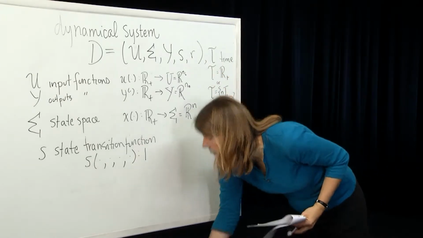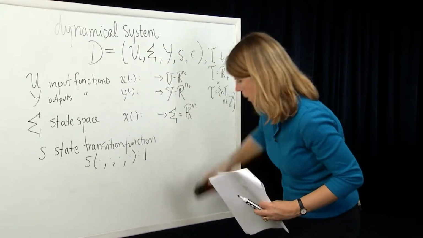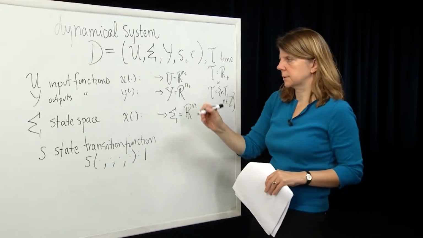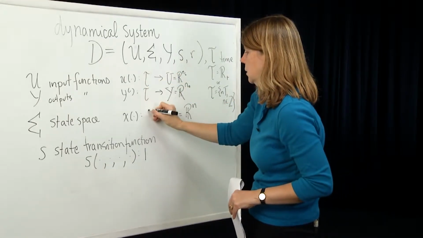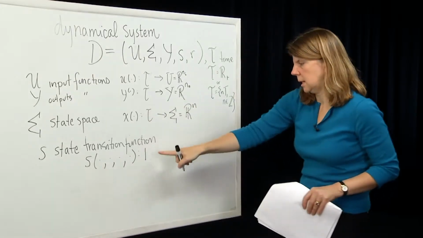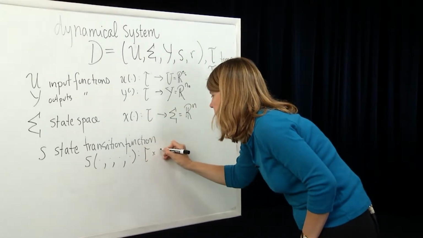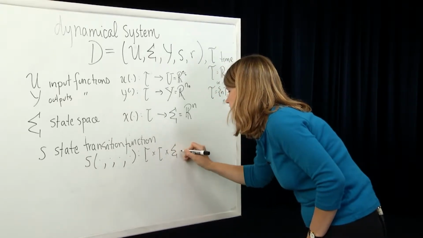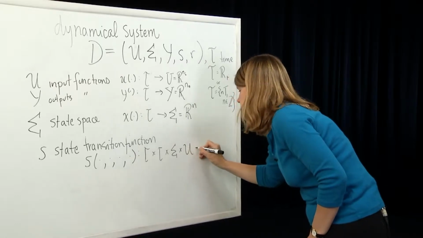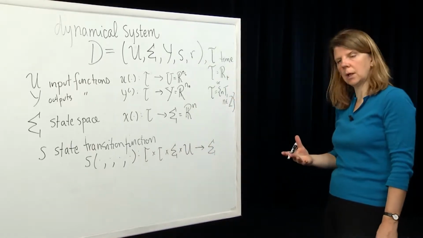And then we can generally redefine the time here. We don't have to change anything except for the time axis. So let's make this tau instead of R plus. And then the state transition function will map a copy of time, the state space, and the input function space over to the state space in the following way.